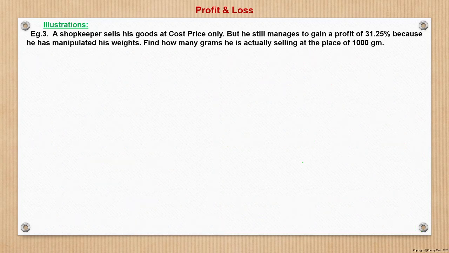Now I move to question number 3, and here the question says a shopkeeper sells his goods at cost price only, but he still manages to gain a profit of 31.25% because he has manipulated his weights. Find how many grams he is actually selling in place of 1000 gram.